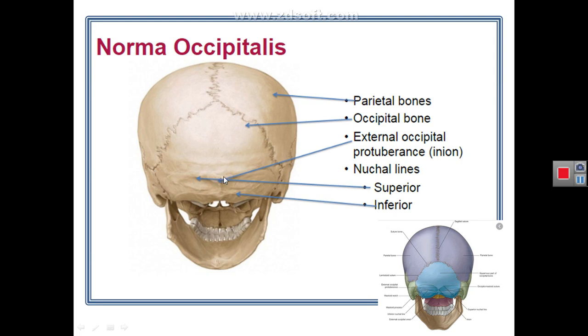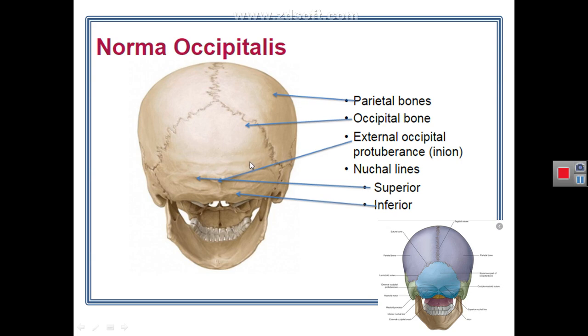The midline of the lower part of norma occipitalis shows a bony prominence that's called the external occipital protuberance. The tip of this bony prominence is called inion. And from this external occipital protuberance, you have two bilateral bony ridges radiating laterally that are called the superior nuchal line. It is called superior nuchal line because it is the upper line of the neck. Below it is the neck, above it is the head.